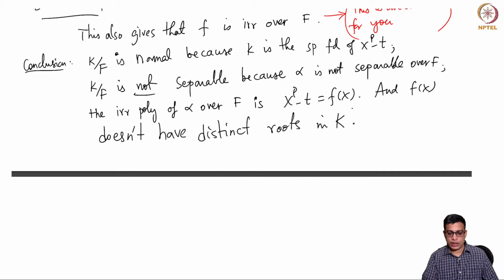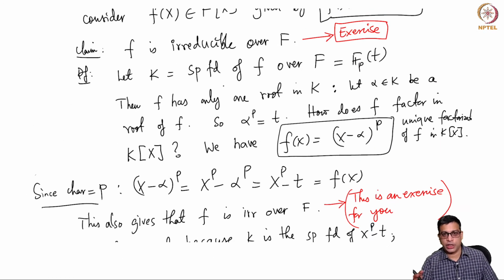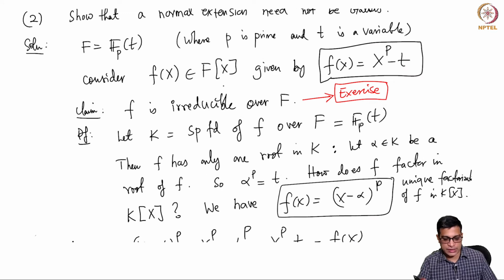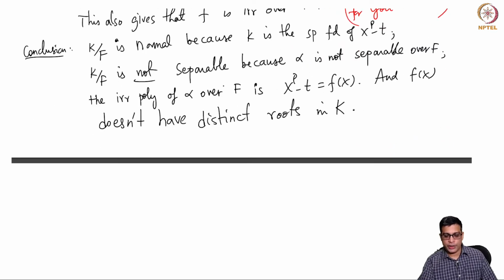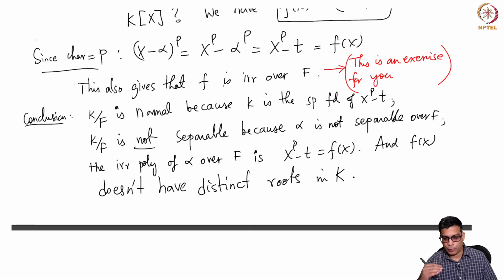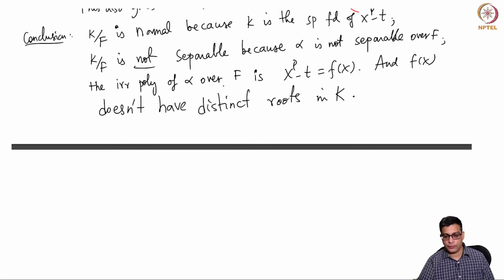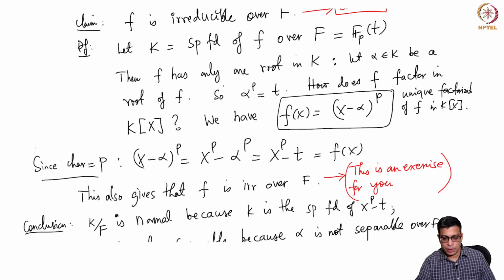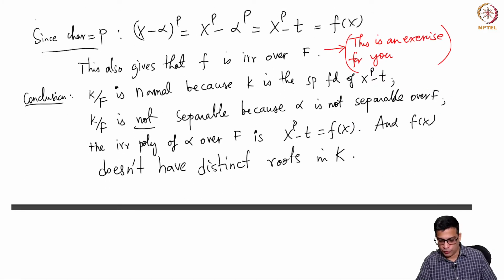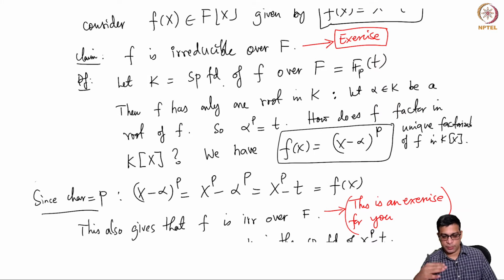So, it is not separable, right. It is not separable because it does not have distinct roots, and you can actually make do without this claim, because all you need to know is that the polynomial has no roots in K, no roots in F, which of course is a true statement, because there can't be a rational function whose pth power is t. That we argued before when we talked about this in a previous video.